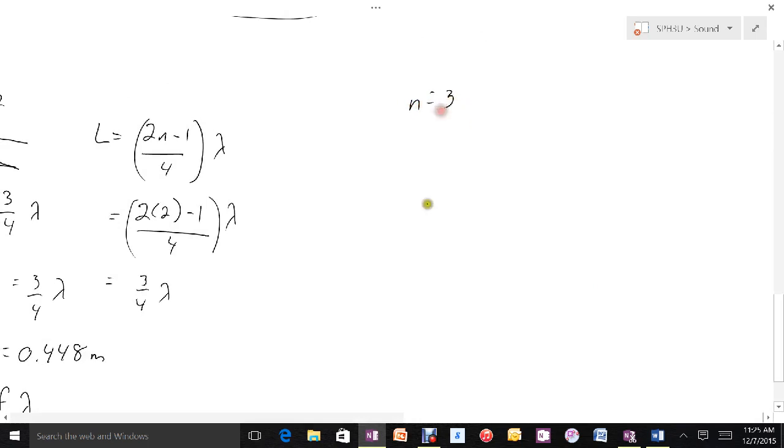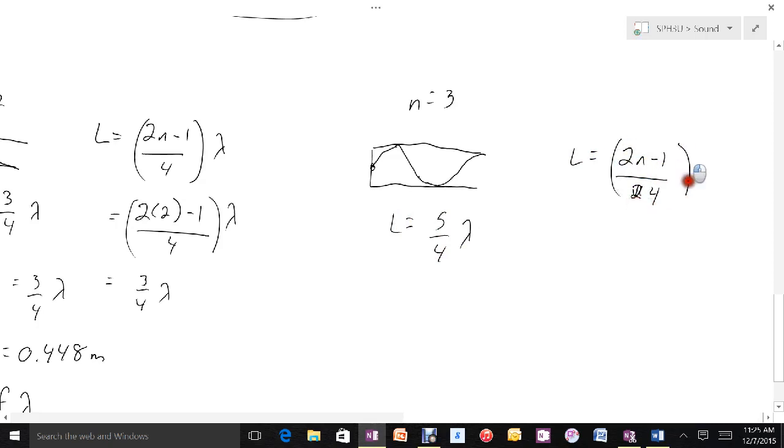We could do the n equals 3 option. This is just going to be basically a repeat of what I just did, but just with different patterns. Starting at a node, I can go to an antinode, then down to the next antinode, that's the n equals 2, and up to one more antinode, that's 1 1/4 wavelengths, or L equals 5 over 4 lambda. Again, just making sure that we correspond with the equation. Two times 3 minus 1 over 4, 5 lambda over 4. So there you go, it's the same thing, whether you use the equation or you think about the diagram.